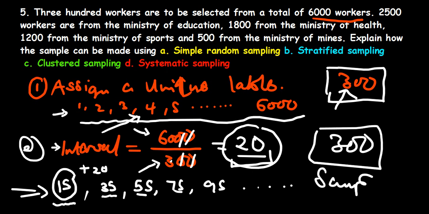So an advantage of this method is that it is easy to implement. A disadvantage, one of the disadvantages, is that it can introduce bias if the list has patterns that do not align with the sampling interval. So that's it about this question.